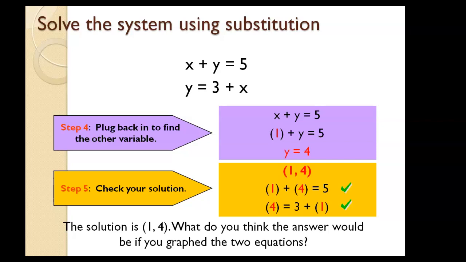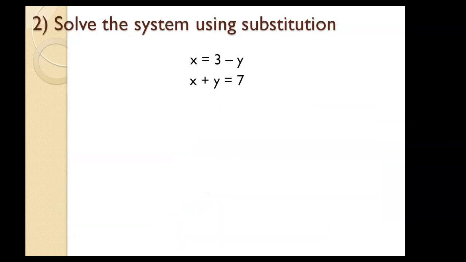So what do you think the answer would be if you graph the two equations? Guess what the answer will be? And you are 100% correct. The two lines will intersect, and the intersection will be at the point (1, 4).